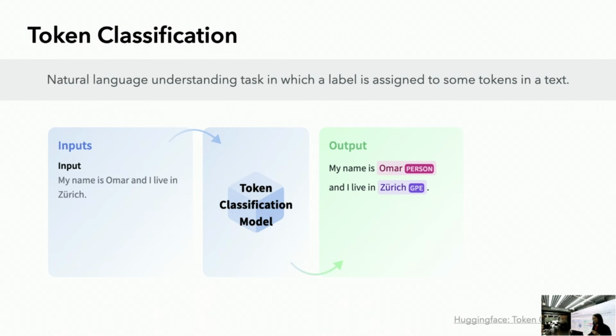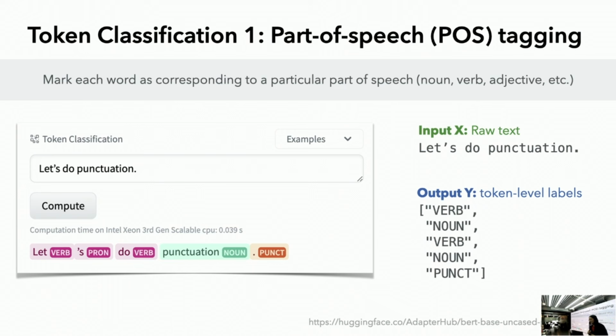This type of task is also very important in the old days, where we had to assign, let's say, a POS tag to each individual word to indicate their function. So you can see, okay, this is a verb, this is a noun, this is a punctuation, this is an adjective, et cetera, et cetera.